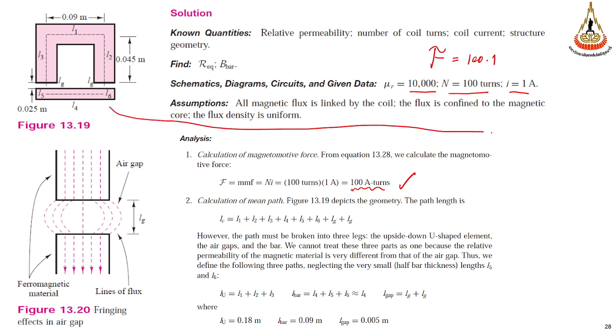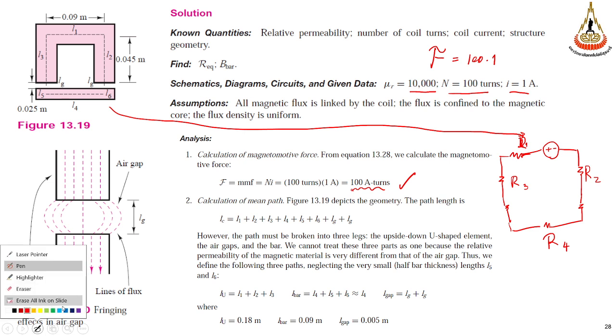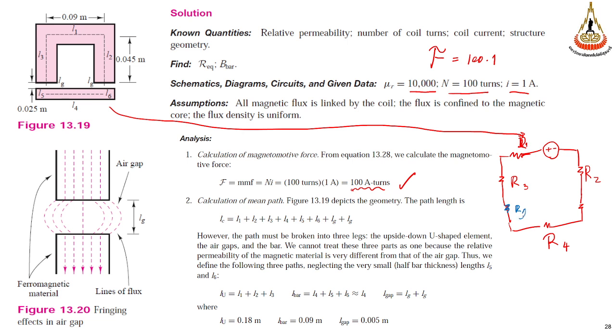If I draw this, this path is L1, right? This is reluctance 1, reluctance 3, reluctance 2, and this is the air gap, and this is reluctance 4. We have the reluctances of air gap 1 and 2, this side and this side. So this is our equivalent magnetic circuit. In this case the path lengths are L1, L2, L1, L3, L4, L5, L5, and air gap plus air gap, right?